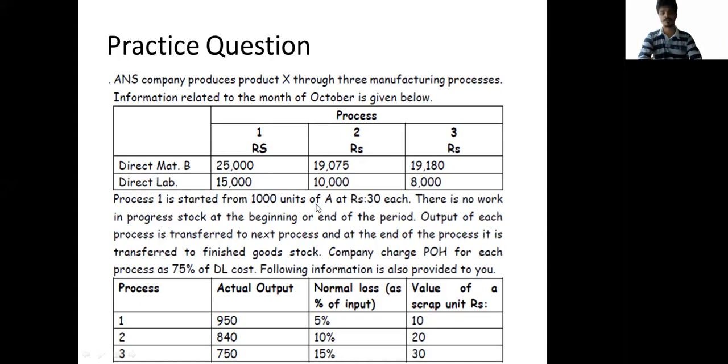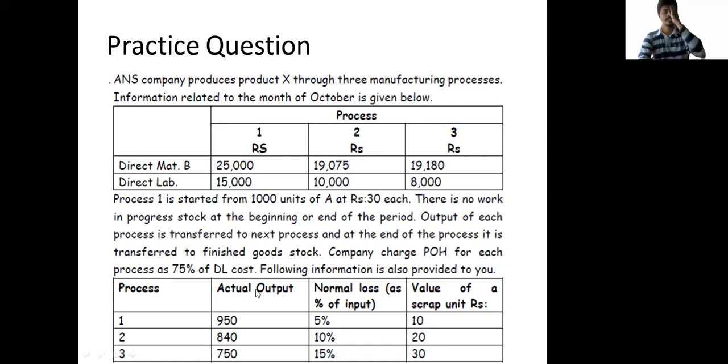Process 1 started from 1000 units of A at rupees 30 each. There is no working progress stock at the beginning or end of the period. No working progress. Output of each process is transferred to the next process, and at the end it is transferred to finished goods stock. Okay, that means output of process 3 transfers into the finished goods stock. Company charges production overhead for each process at 75% of direct labor cost.